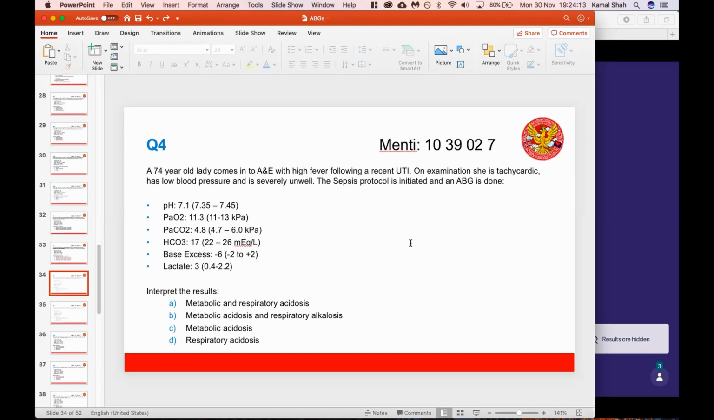The Sepsis 6 is a protocol that's initiated when you see someone that might have sepsis. So I encourage you guys to look it up. It's a very, very common exam question and something that you've got to think about on firms. So we do an ABG on this lady, and this is what we see. What is going on?